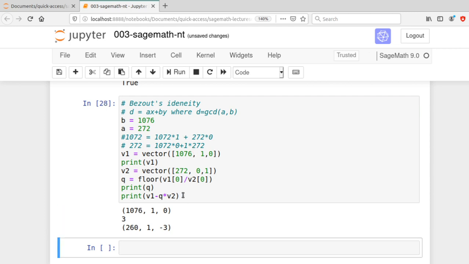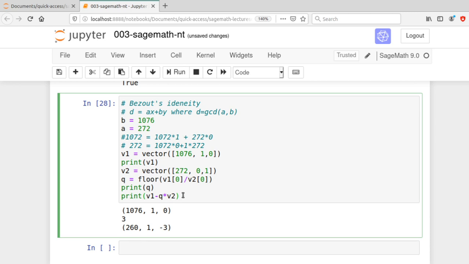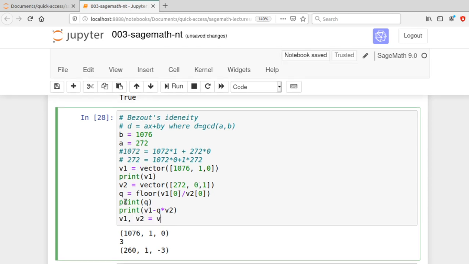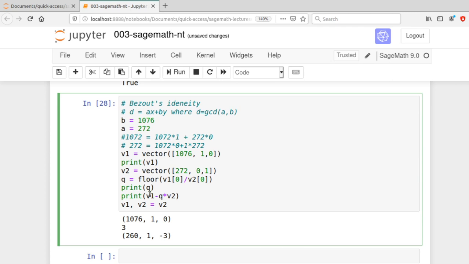Now we are going to change the roles of v1 and v2. v1 will now become equal to, because we now want from this 272 row to subtract whatever new thing we got. So the 272 row we will convert straight into v1, and the new v1 minus q v2 we will take as v2. So v1, v2 equal to v2, v1 minus q v2.